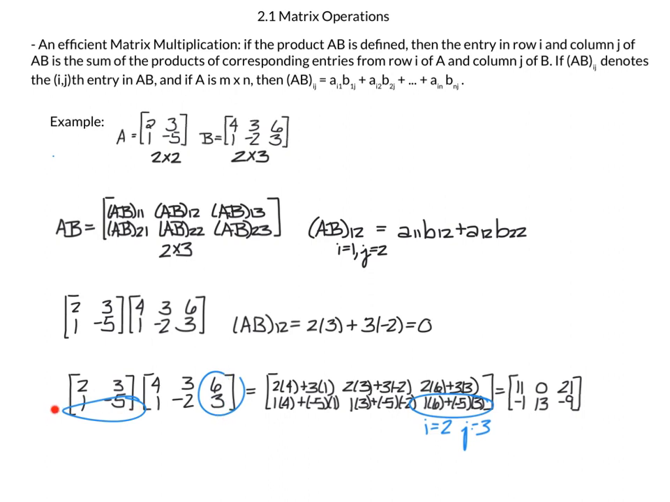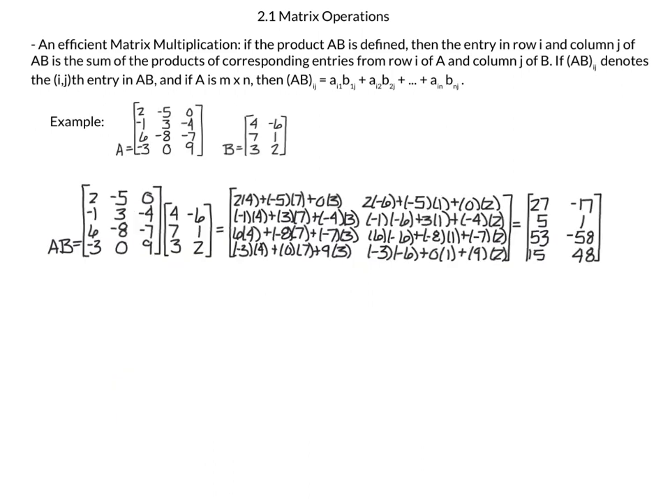And when I say this row times this column, I'm talking about the dot product. I assume you've had vector calc before, but if you haven't, it's no big deal. It's just this times this plus the second term. And so your final answer is going to be 11, negative 1, 0, 13, and 21, negative 9.